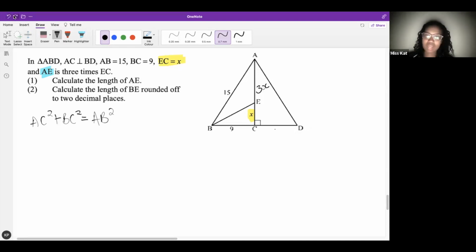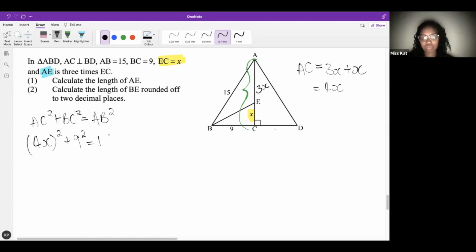Why did I use a black color? Because you can't even see it. Okay, AC is this whole line, which means it's 3x plus x. So AC is 3x plus x, which is 4x. Nice. So then 4x squared plus BC, which is 9 squared, equals 15.